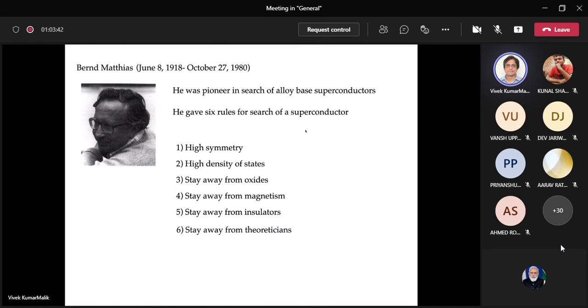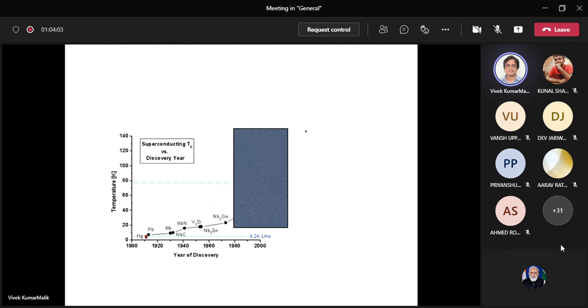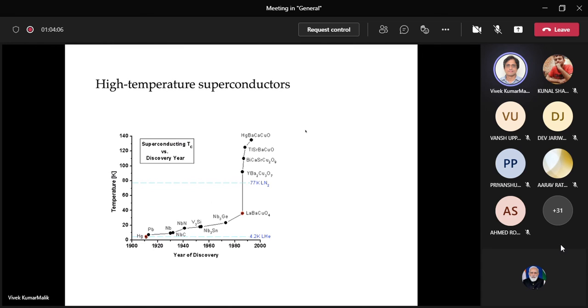But all his 6 rules, I mean, at least 5 were wrong. In 1986, Karl Müller and Bednorz discovered superconductivity in a material, given by the red one, at more than 30 Kelvin, and soon materials with very high critical temperature were discovered, even higher than the boiling point of liquid nitrogen.